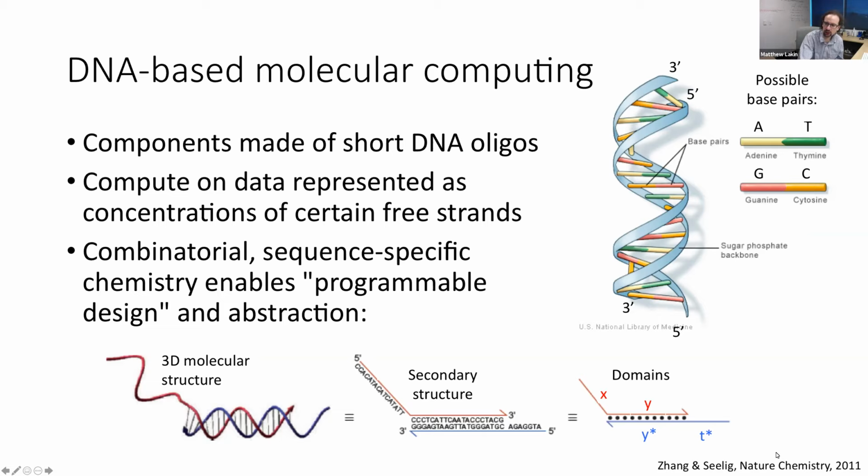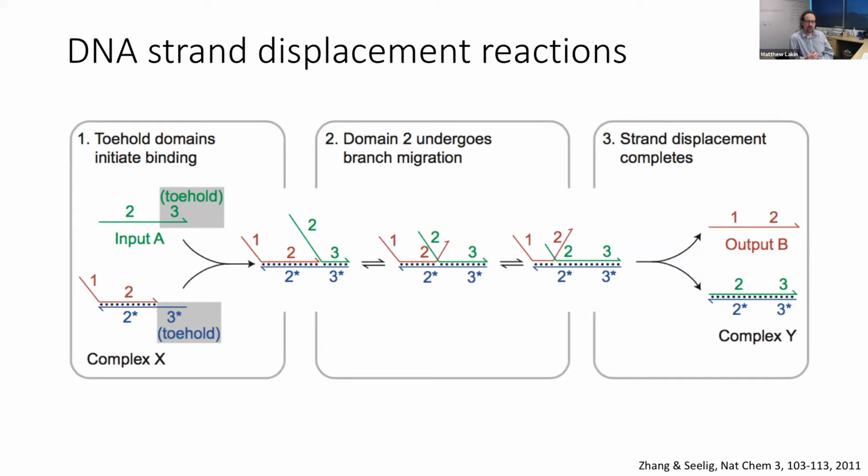So one of the most common reactions used to implement these systems is called DNA strand displacement. This is a reaction whereby an input or an invader, which is the green strand here, displaces an incumbent, which is the red one, from a complex and releases it into the solution. So whereas the input A is now free on the left in box one, the output ends up free in box three on the right there, and A becomes bound to the blue strand in this complex Y. So we're not creating new strands, we're just rearranging which ones are free and which ones are bound.